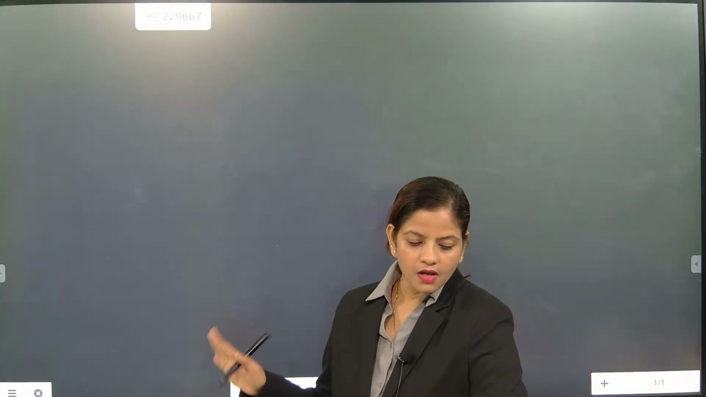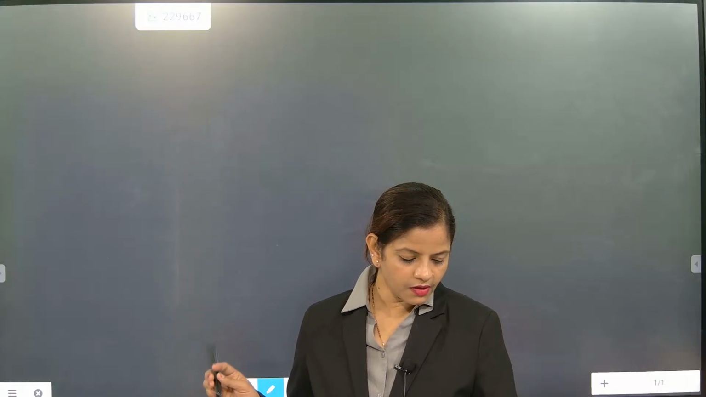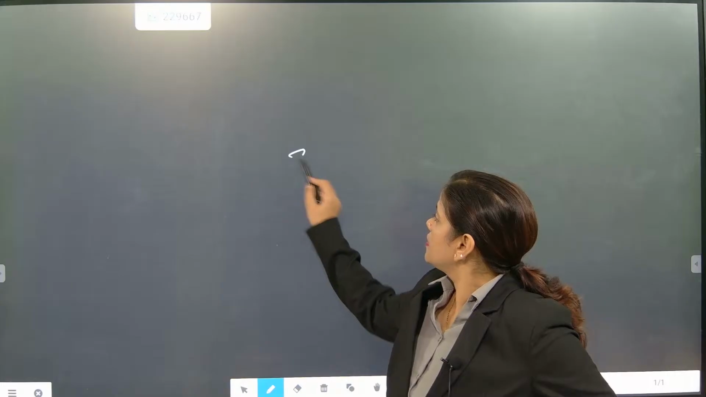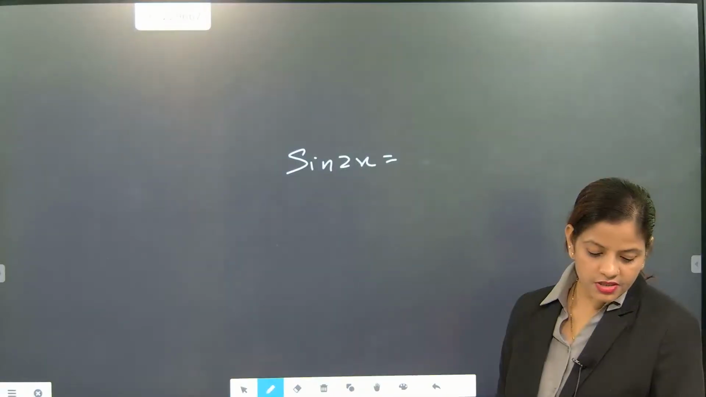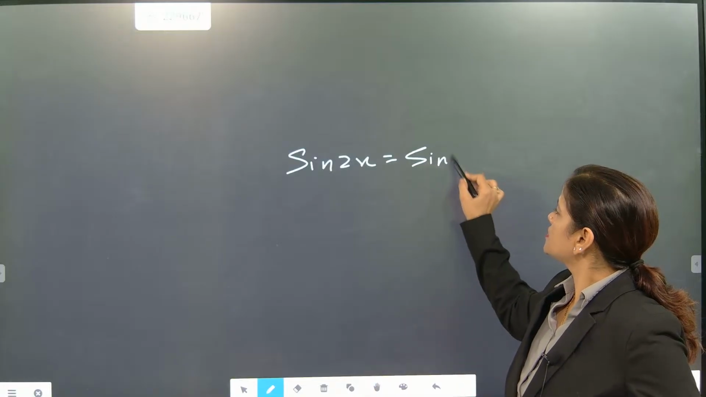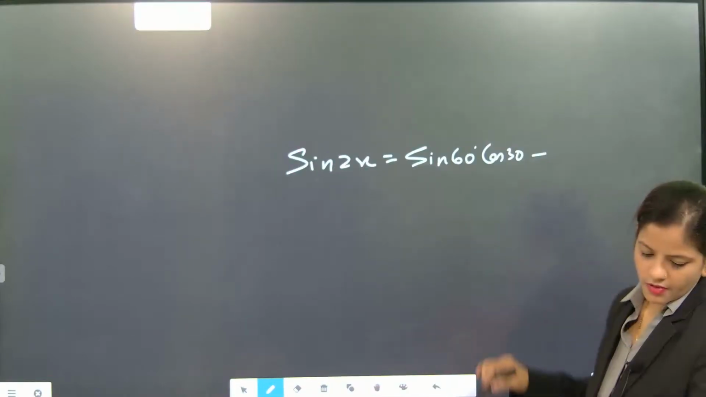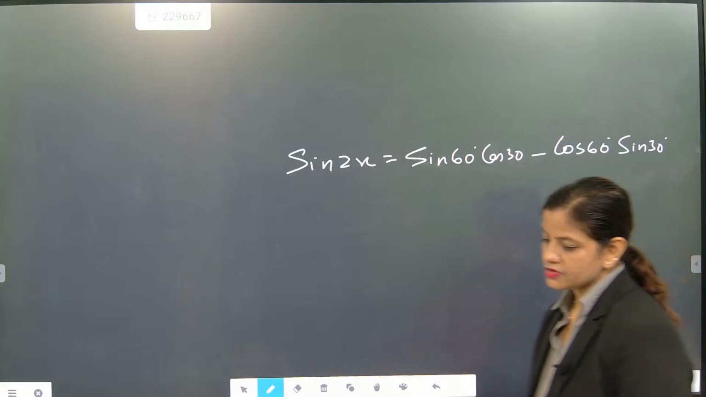Get ready everyone. This question is, just solve this question perfectly. Sin 2x is equal to sin 60 cos 30 minus cos 60 sin 30. Come on, go for it. Solve this question.